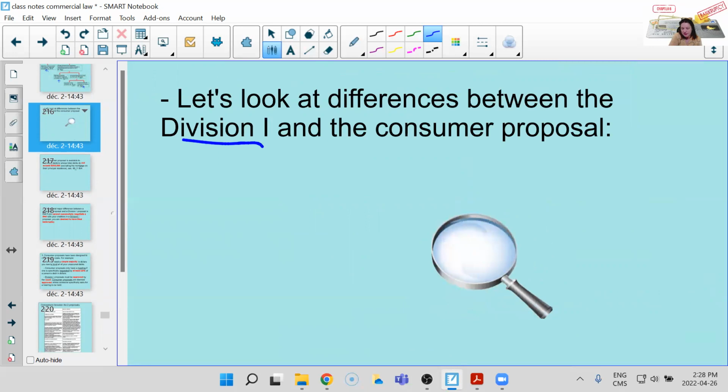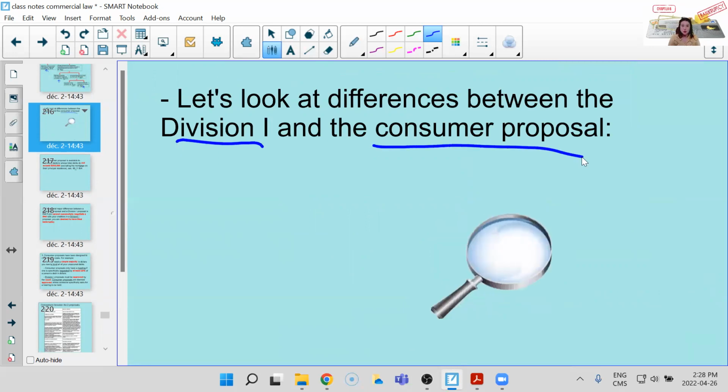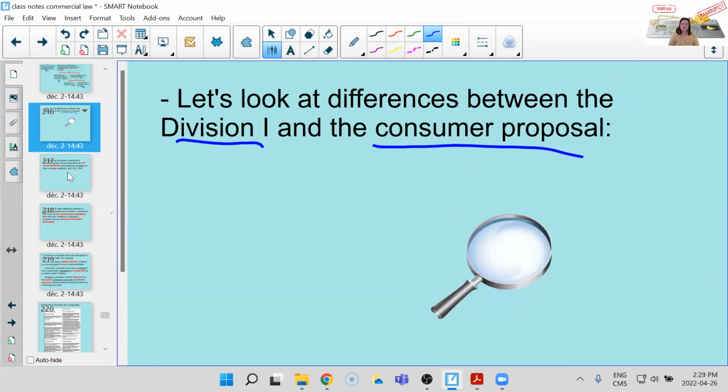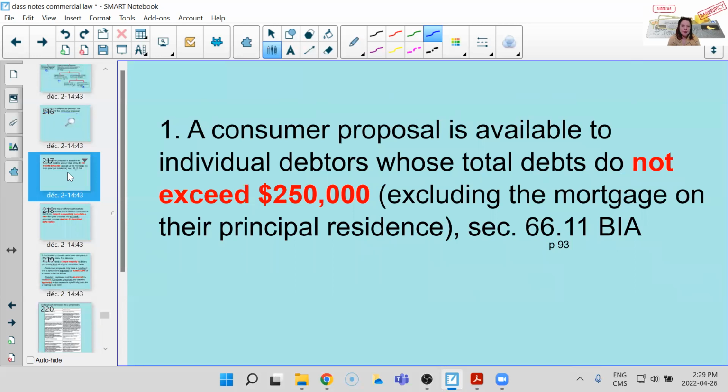Let's look at some of the differences between the Division 1 proposal and the consumer proposal. As I told you, you'll have a chance to see it in the video. In the Division 1 proposal, there are things I already mentioned. So the first and probably most important difference is that the consumer proposal is available to a consumer debtor. No businesses. No more than $250,000 worth of debt for the consumer, and that excludes the mortgage on your house. In a Division 1 proposal, the sky's the limit. You can have as many debts as you want. It doesn't change anything.